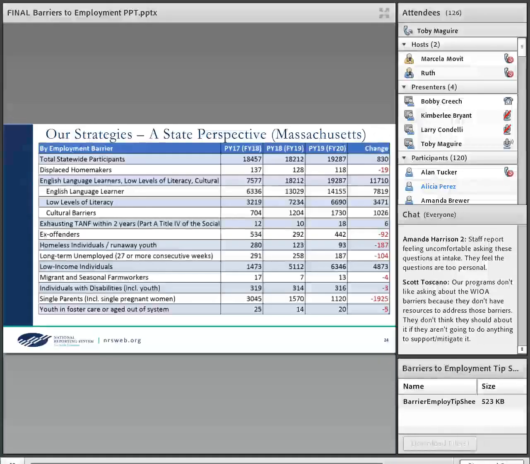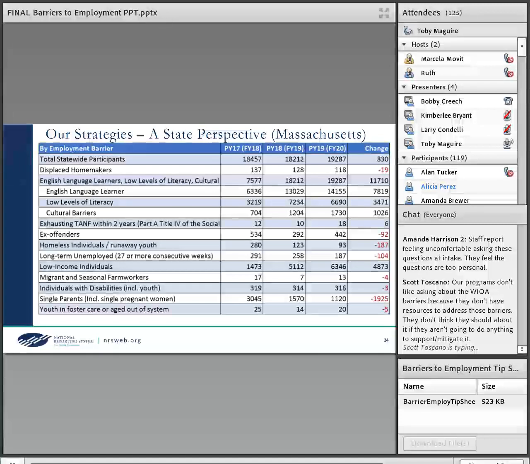So in this next slide, you can kind of see we've got 3 years posted here, including the current year, FY20. And you can look at the third row down, English language learners. You can see how from PY17, from the old data system to the new data system, we dramatically increased the number of people reporting English language learner. Same for low levels of literacy. And in the last column over, you can see the change over time.